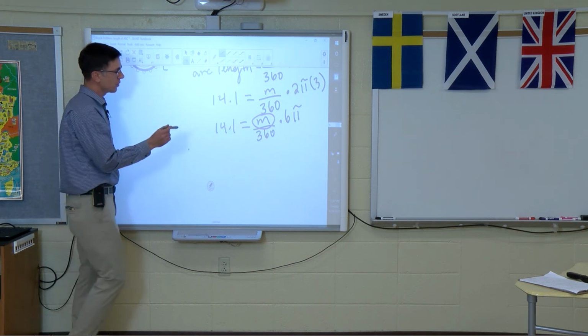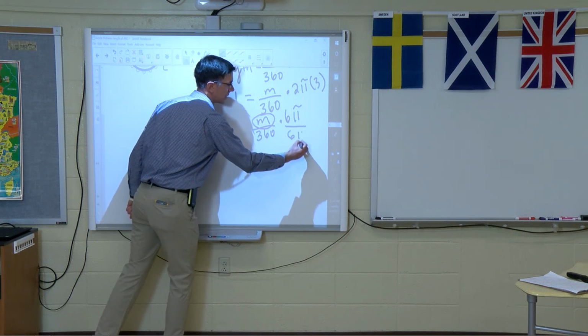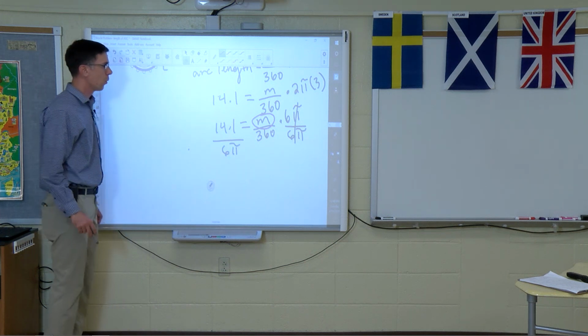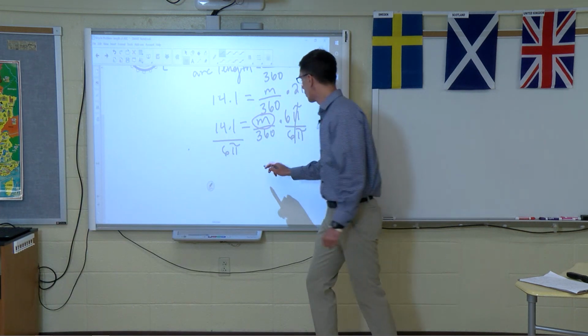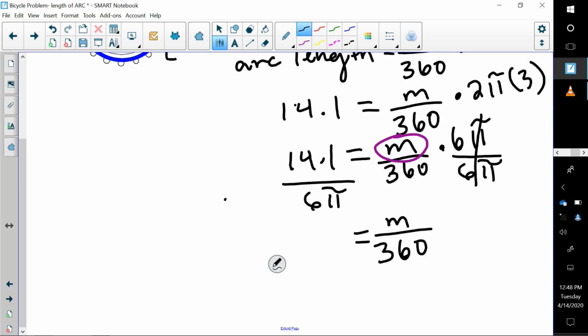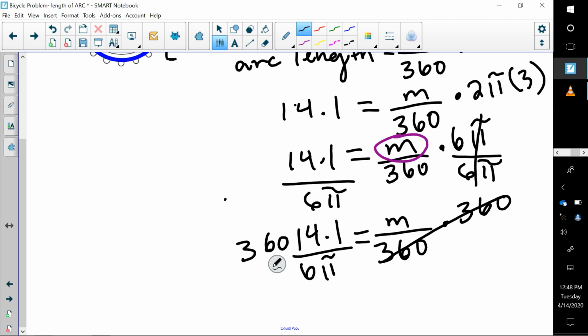So now, the first thing we're going to do is divide both sides by 6 pi. The 6 pi's divide out, and we have 14.1 over 6 pi. So now we're left with this equation: m over 360 equals 14.1 over 6 pi. So now we're going to multiply both sides by 360. These divide out and become a 1. And so now we multiply this side by 360. Now, we're going to let our calculators do the rest. So we are going to multiply 360 times 14.1 divided by 6 pi.